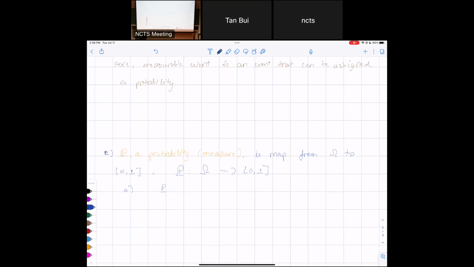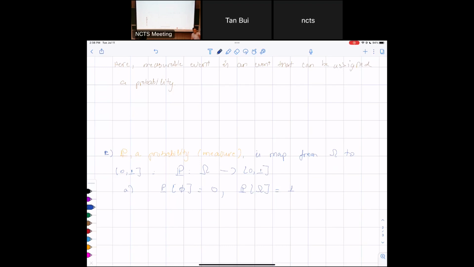P is special. We have a condition on P: P of an empty set. The probability of an empty set is conventionally defined as 0. And P of the whole set is naturally equal to 1, right? So it is the probability that you are in that set.